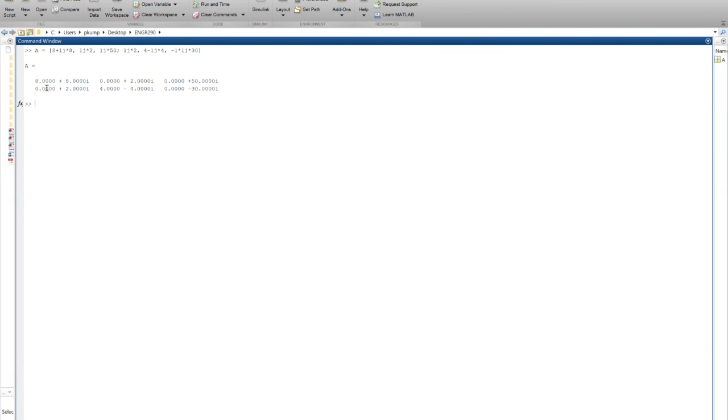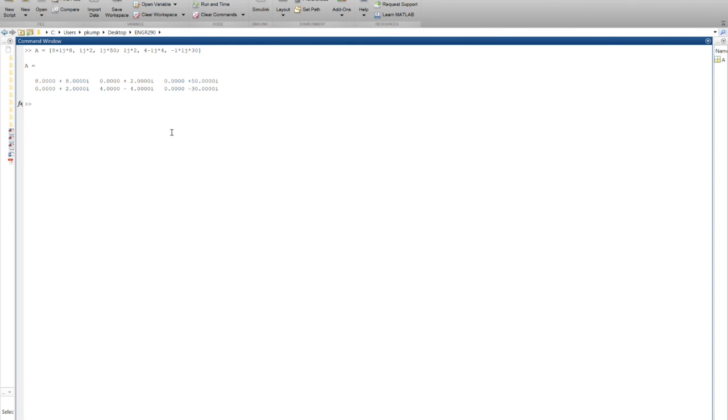So there we've got it, 8 plus, and then you see it repeats it back to us, but it uses I, so that's kind of confusing. I is typically what mathematicians will use. So this is 8 plus 8I, okay, that's good. Just 0 plus 2I, that's good. 0 plus 50I, good. 0 plus 2I, good. 4 minus 4I, good. And 0 minus 30I. Great. So our matrix is stored correctly.